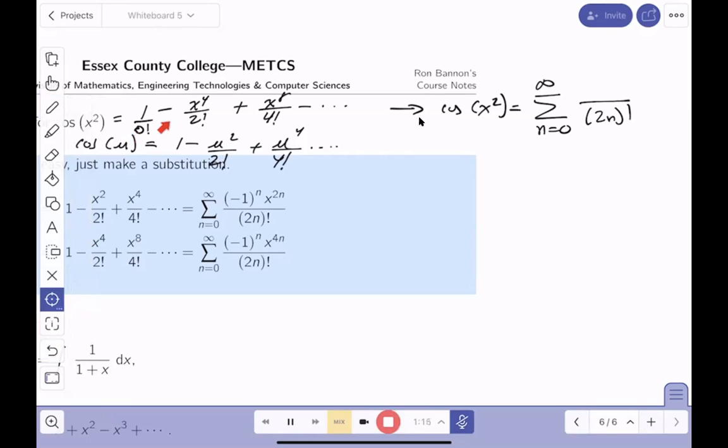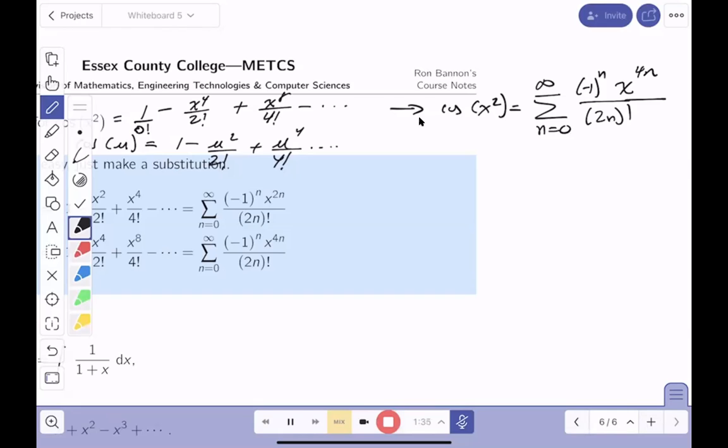So, 0, 2, 4. I see that. What else do I see? And we'll check the key later. I see that there's going to be an alternating pattern to it. So I'll write that down for you. So that's minus 1 to the n. And then what I get is x to a power. And what power? Well, 0, 4, 8. So I'm going to say 4n.